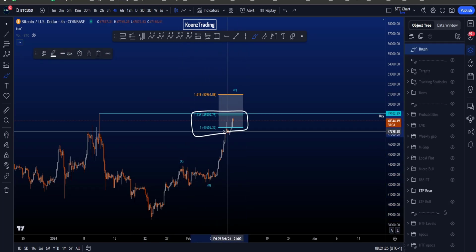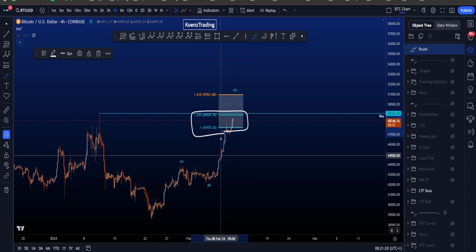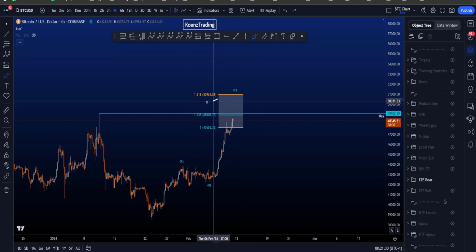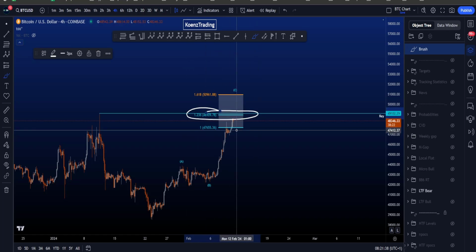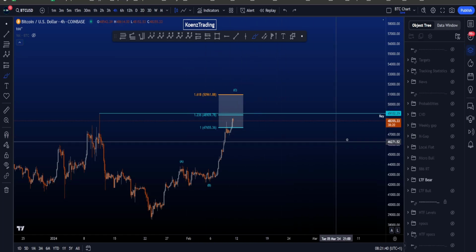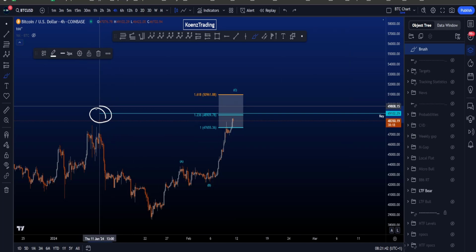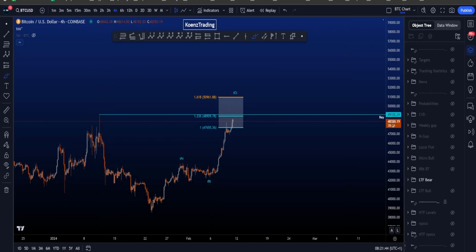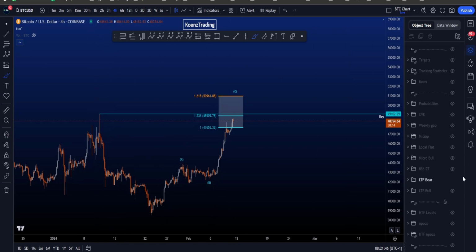Most common target out of these fibs is the 1 to the 1.236, which is where we are at the moment. The 1.618 is orange because it is a little less common. Now the 1.618 is at 51k and the 1.236 above price is at 48.9k, which of course is very close to the high that we have at 49.1k as well.